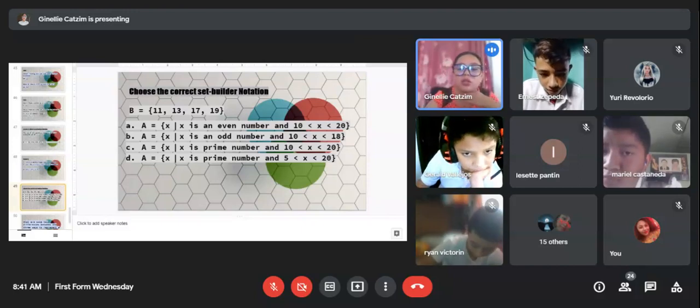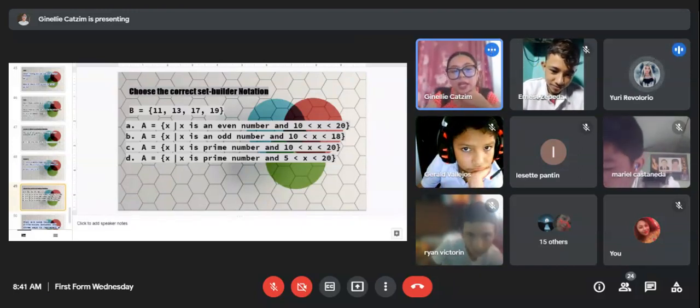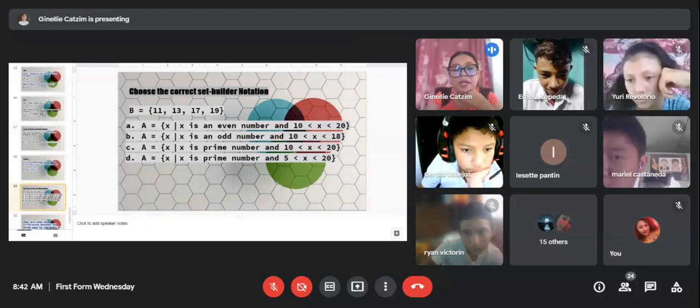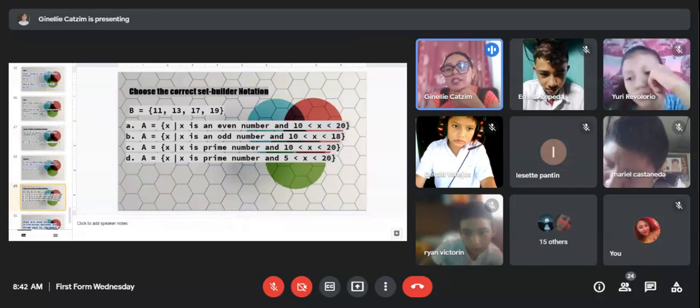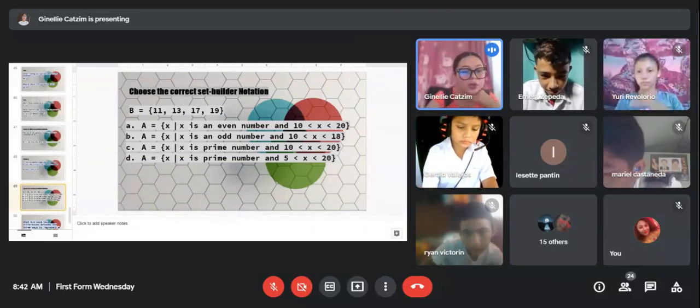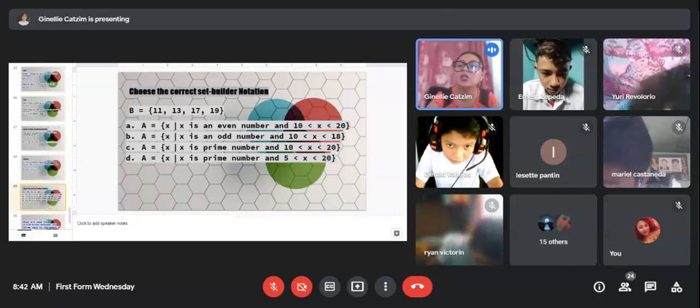As I mentioned, you need to learn to read these things, because if not, it will not help you. Okay? So the answer is C: x, where x is a prime number, and x is more than 10 but less than 20.